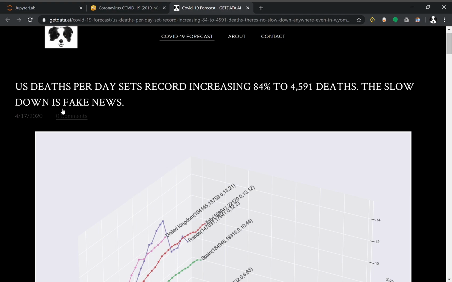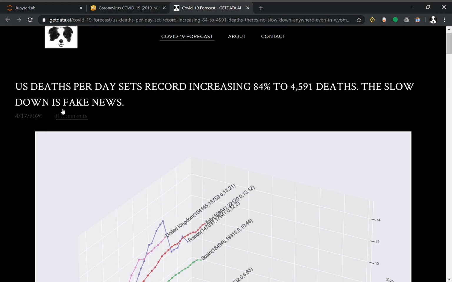Hi everybody. I'd like to talk to you about the data that is coming out on getdata.ai and the research that we're putting forward on the COVID-19 pandemic. And I'd like to do that by first examining the latest data and then explaining our methodologies and why it's so different from what is being reported.